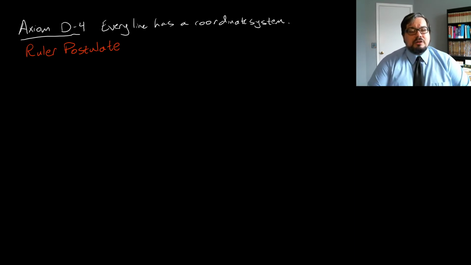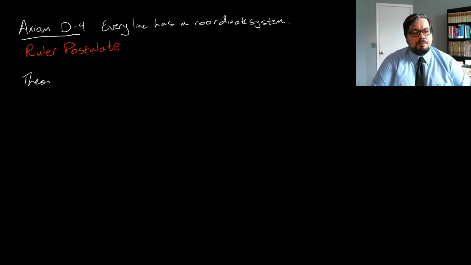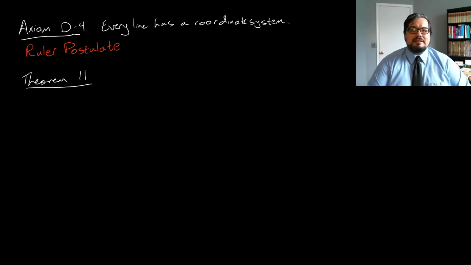In particular, we will often use the following theorem, Theorem 11, which says that not only does every line have a coordinate system, every line has lots of coordinate systems, and we can always find a coordinate system that does what we want in a certain way.